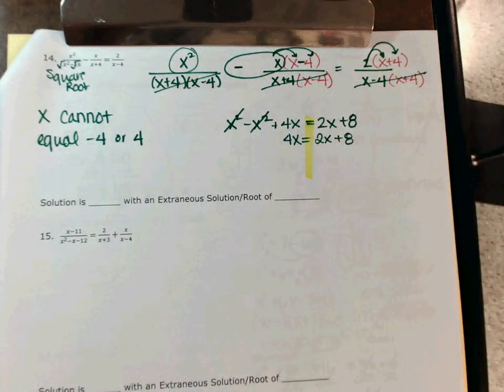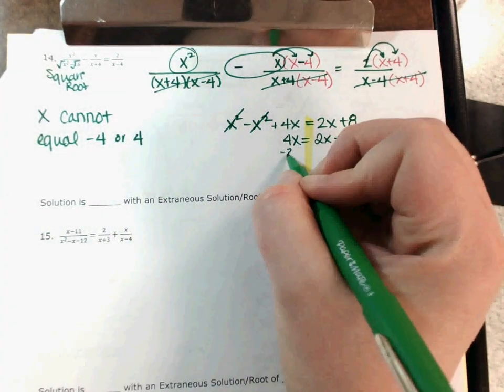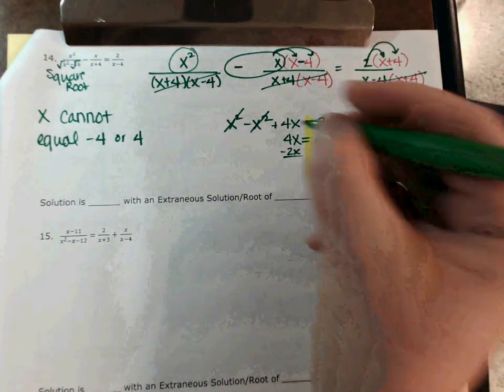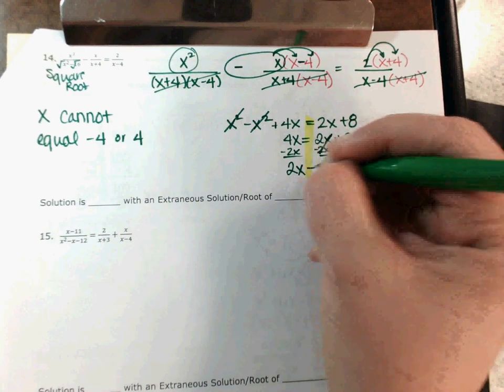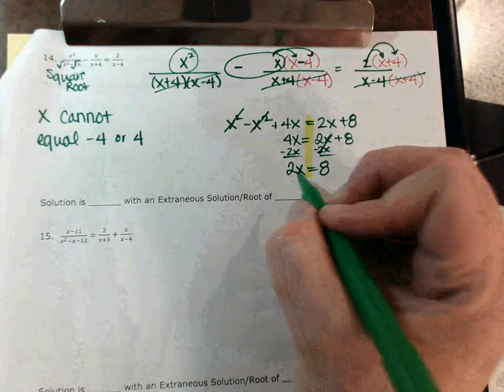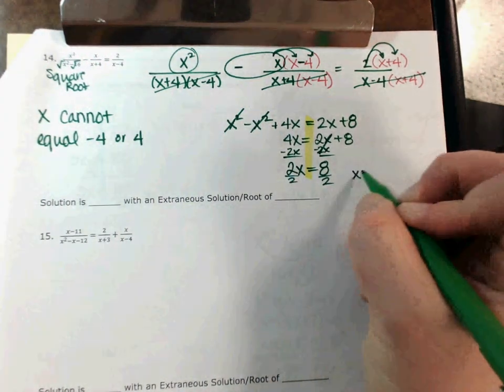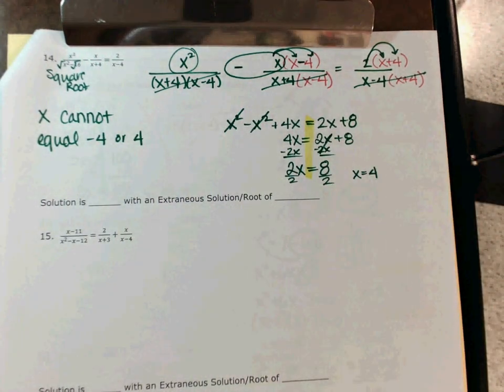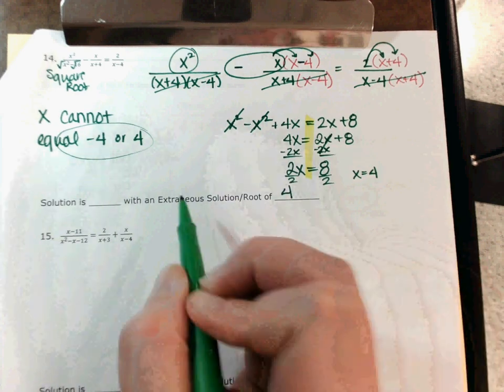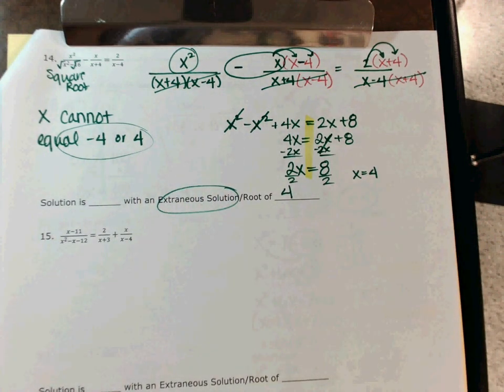Okay, remember, we have to bring the baby to the mama, so 2x is smaller, subtract it across. 4x minus 2x is 2x left over. And then if that's equal to 8, my last step is to divide by 2. So x is 4. Okay, where does 4 go? As the solution or the extraneous solution? Okay, look right here, it was extraneous, so it would go here. Okay?